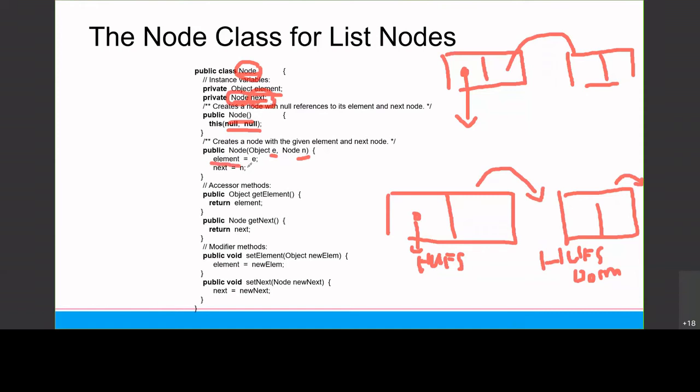So the element means the current information, and the next is the next node. If we want to get the element, we can just call get element on the object. If we want to get the next, we can just get the next. If we want to set a new element, we can use set element. If we want to set the next node, then we can also use this method.